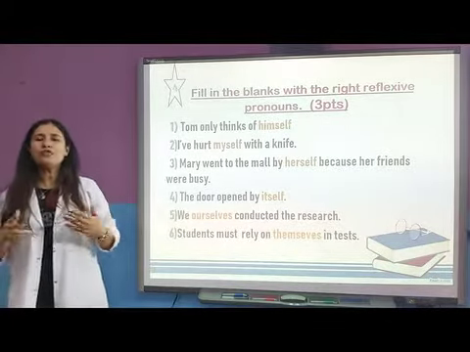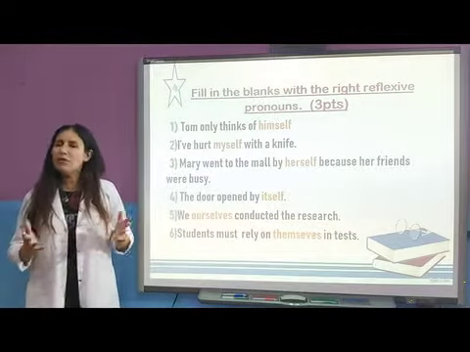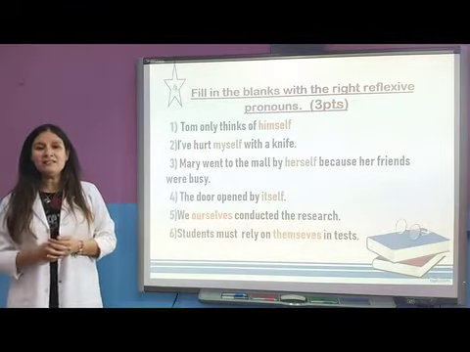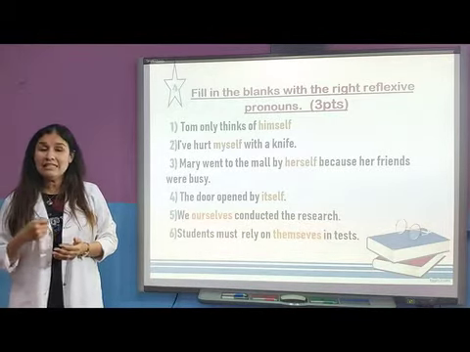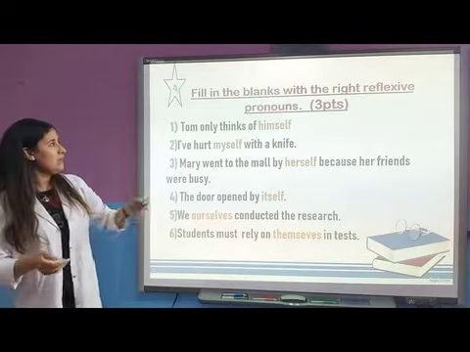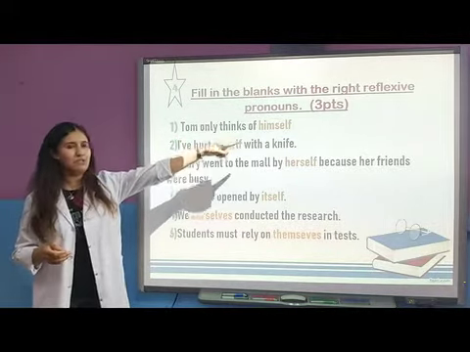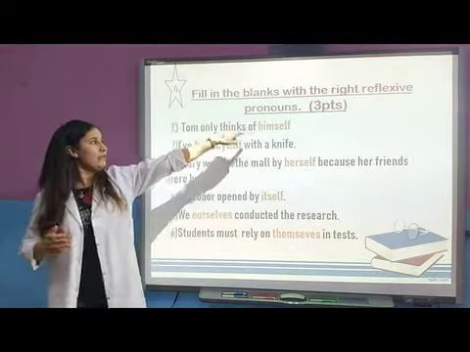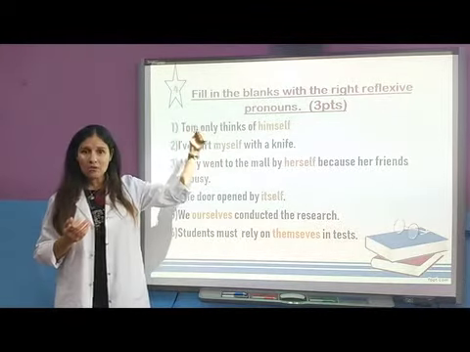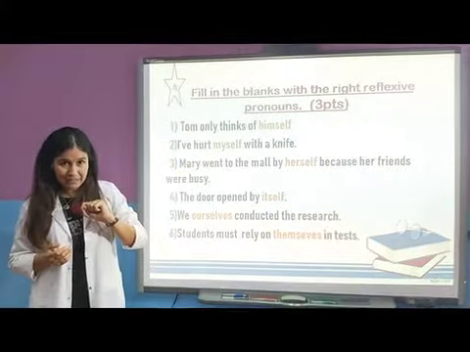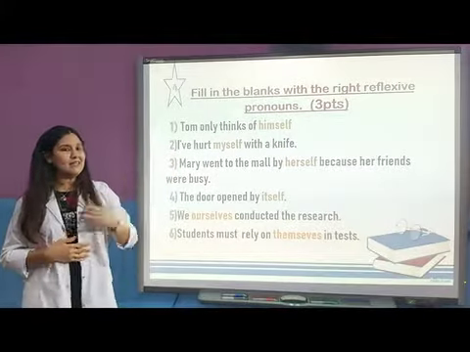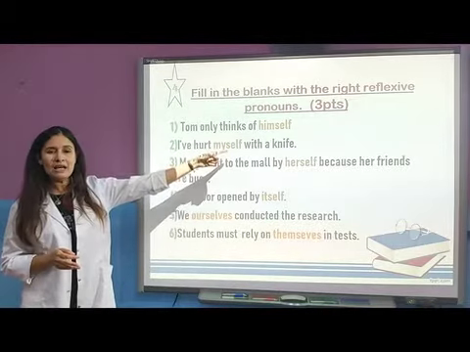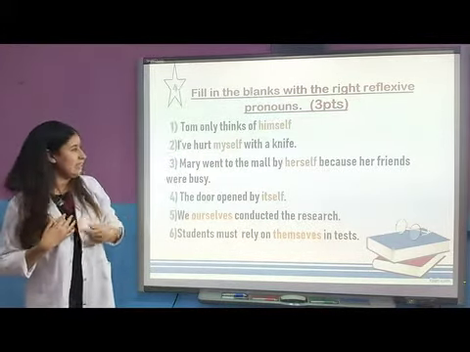But before, let's try to have a little review of reflexive pronouns. Reflexive pronouns, you use them when you want to emphasize or insist on the doer of the action. For example, Tom only thinks of himself. So as you notice here, what is the subject in our sentence? It's Tom. So himself refers to Tom, who is the doer of the action. Clear? Good. Now, let's move on to the second one. I've hurt myself with a knife. Here the subject is I, so myself refers to the subject, which is I.